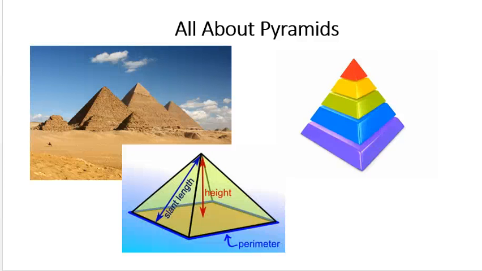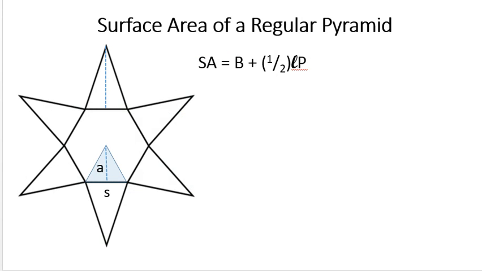We're going to continue our focus on pyramid measurements with a look at surface area. There are two types of pyramids. Those that are regular have a base that's a regular polygon, and those that are not regular. And the approach to surface area for those types of pyramids differ. First of all, let's look at surface area of a regular pyramid. Again, a regular pyramid is a pyramid that has a base that's a regular polygon.